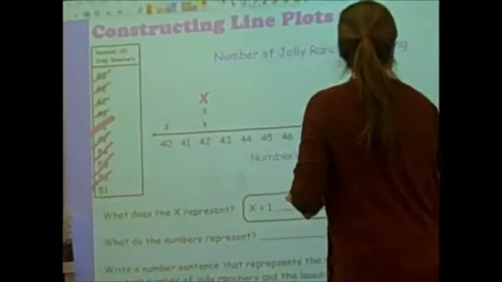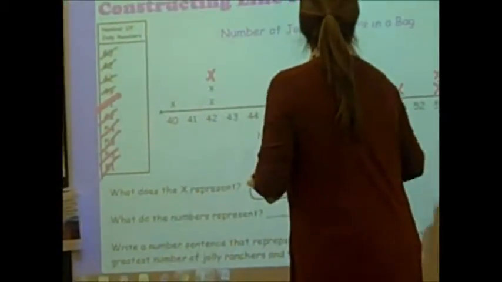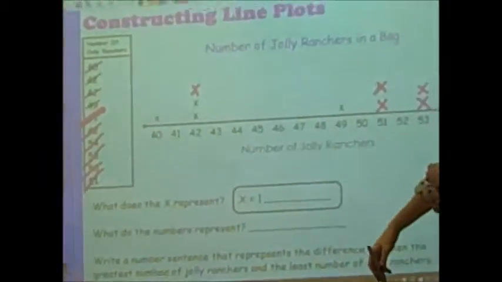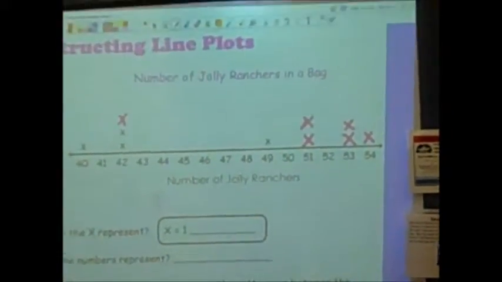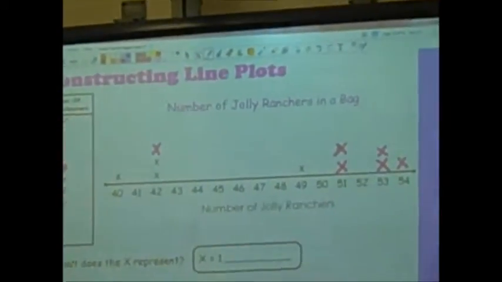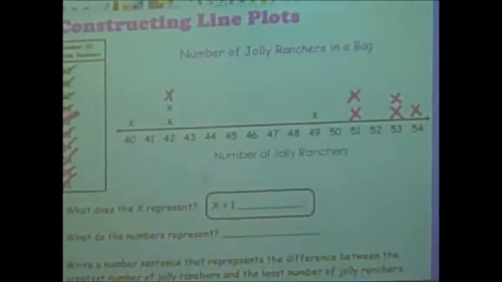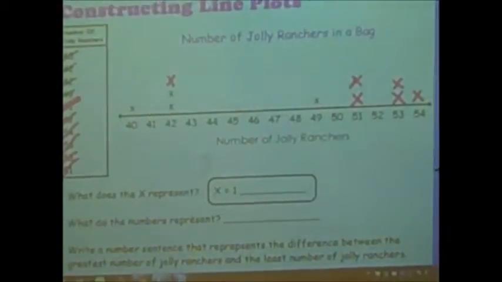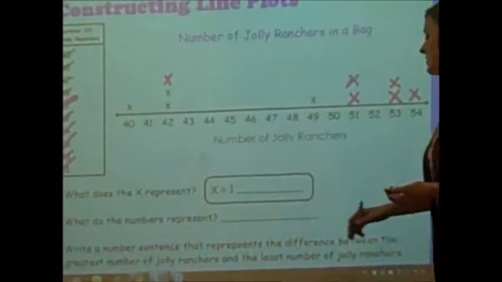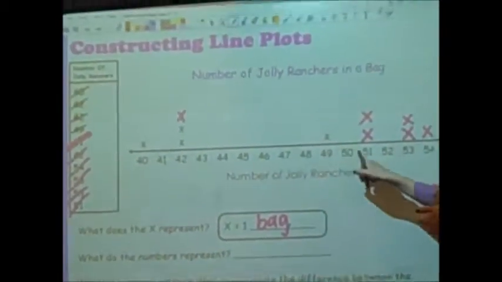53 and 53. And 51. I see a huge gap here. A larger range than typical for a line plot. And we would just have to simply analyze it by saying, what does the X represent? It's not a person this time, it's just a bag of candy. And inside each bag, there's a certain number of Jolly Ranchers.